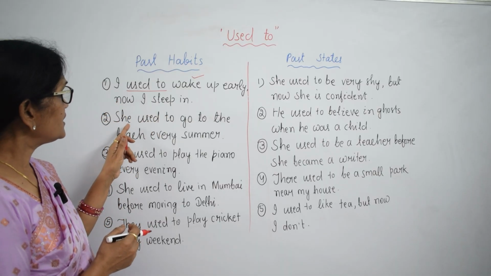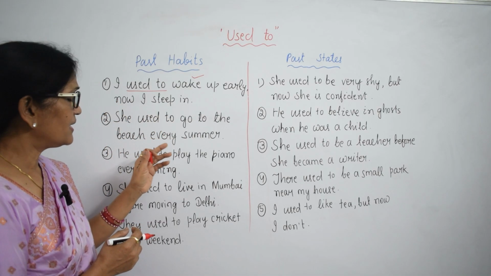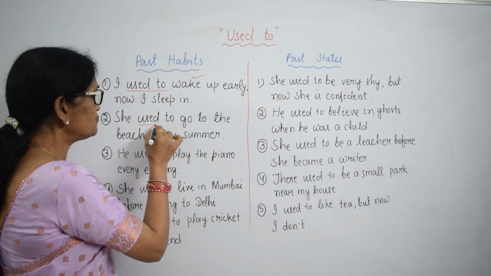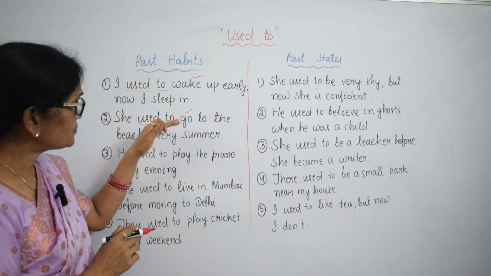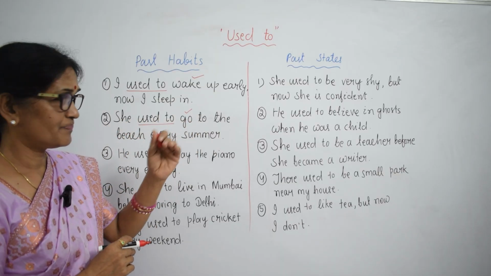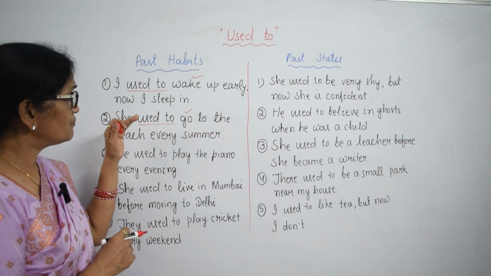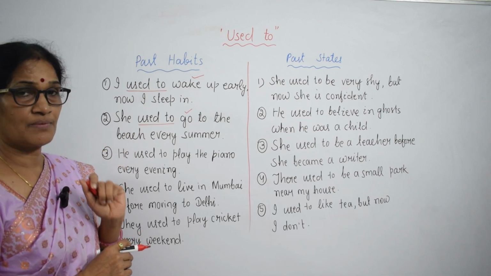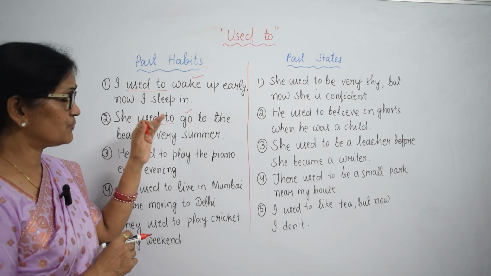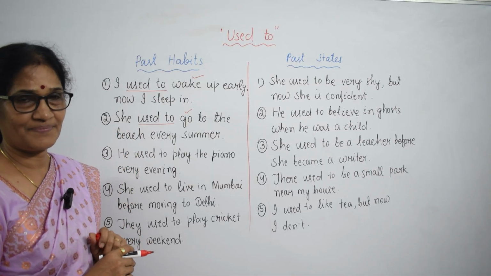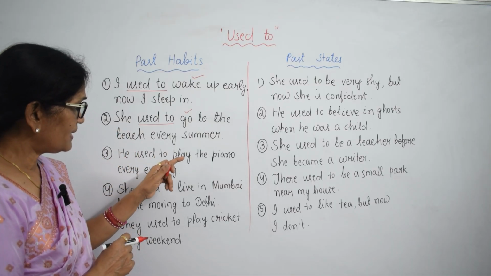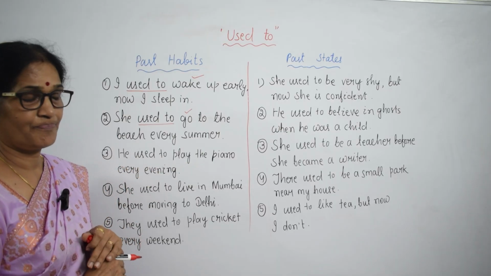Okay. She used to go to the beach every summer. Used to follows the base form of go. She used to go to the beach every summer. This means she went to the beach every summer, regularly. Okay? Now, she doesn't.